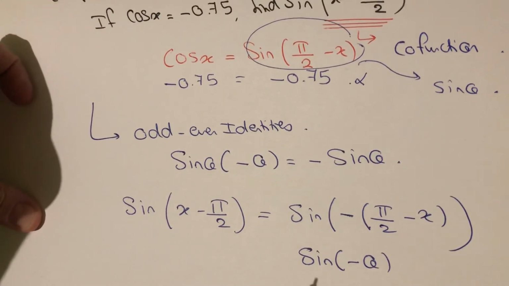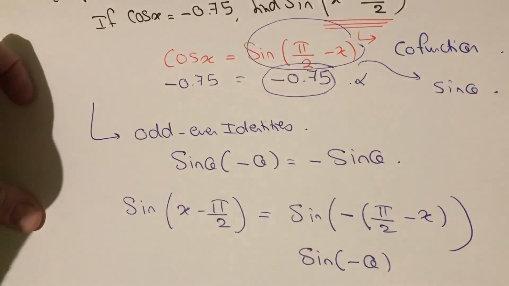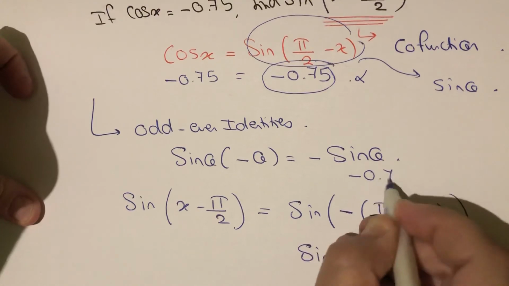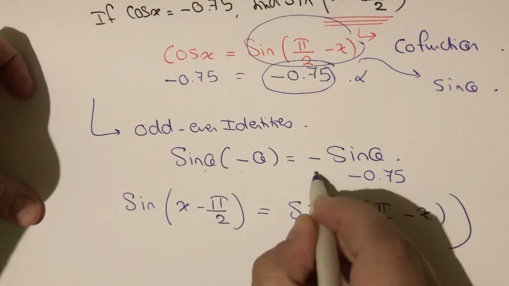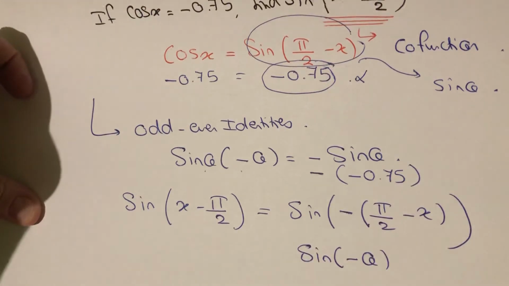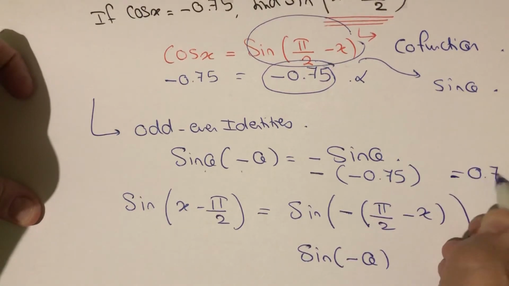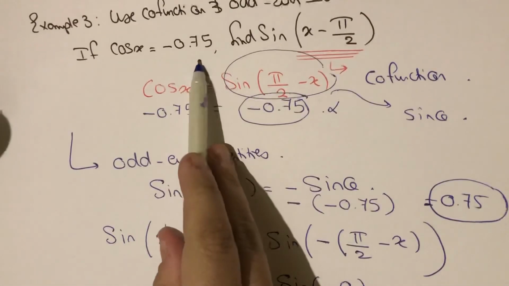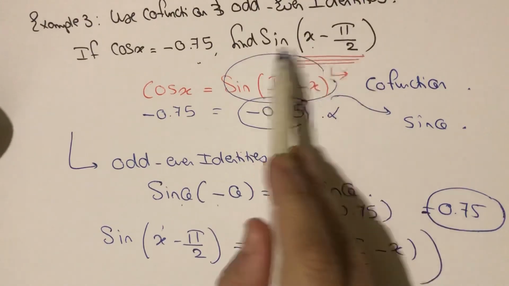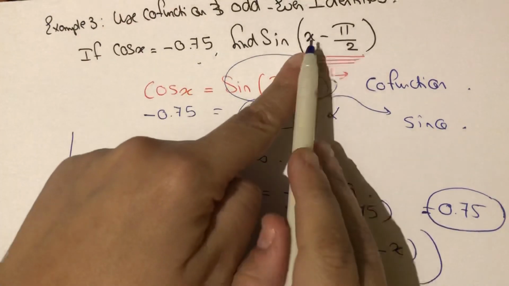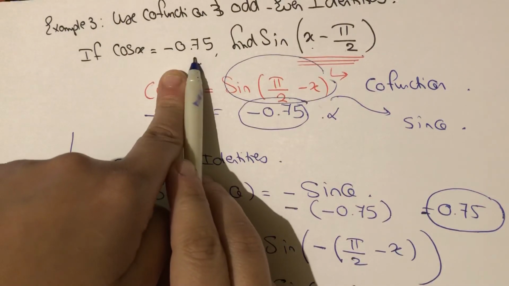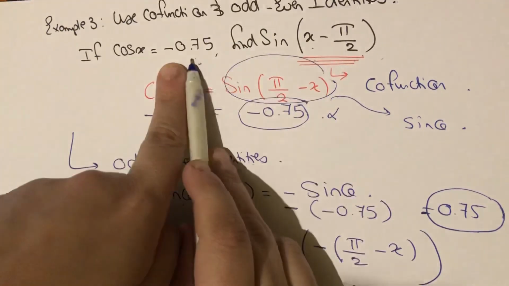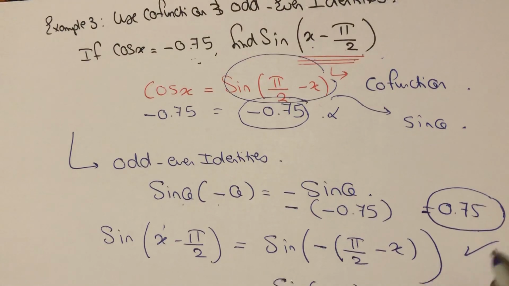So what did you realize? Am I expecting the answer to be negative 0.75? No. If sine theta is negative 0.75, then sine negative theta is 0.75. So your answer must be positive. In simple words, if I have got a cosine and I need sine of x minus pi over 2 and not pi over 2 minus x, if it's pi over 2 minus x, the answer is going to be the same, negative 0.75. If it's x minus pi over 2, the answer is going to be the opposite sign of this, which is 0.75.